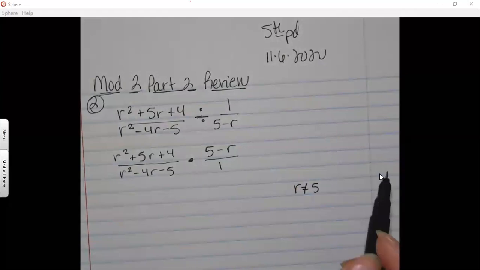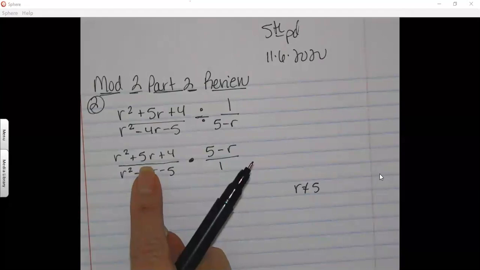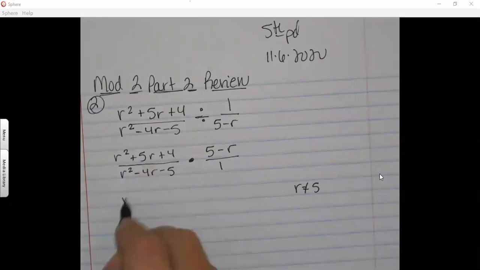I'm not going to do the t-chart and divide and slide for everything because a lot of them we can do in our head, especially when a is 1. So r squared plus 5r plus 4. Two numbers that multiply to get 4, add to get 5. 4 and 1, a is 1, so we just know that that factors to r plus 4 and r plus 1. And I'm multiplying that by 5 minus r.